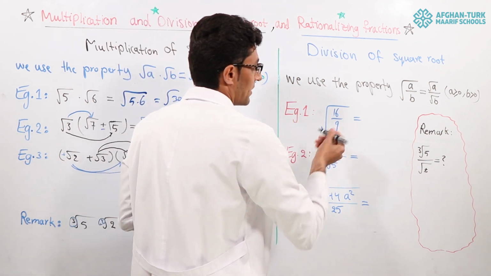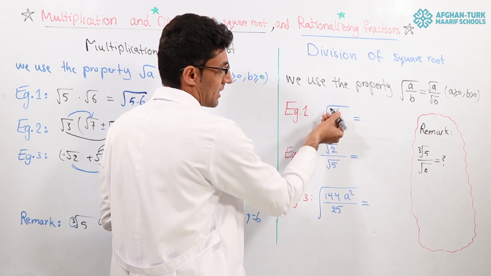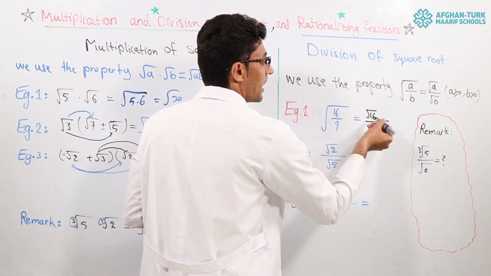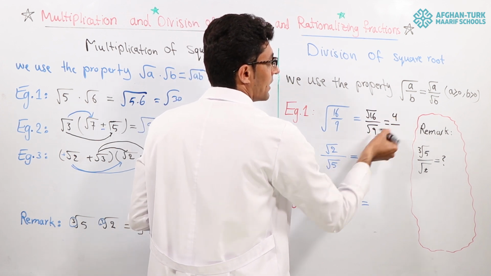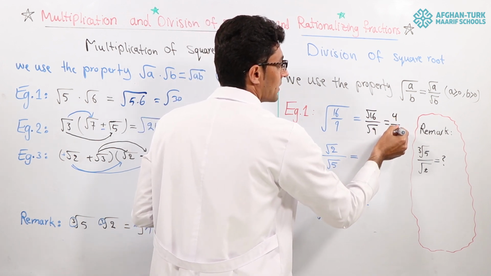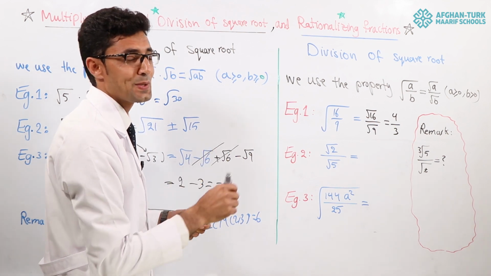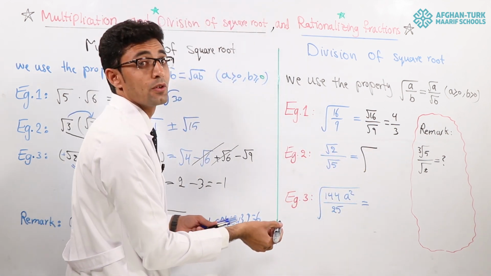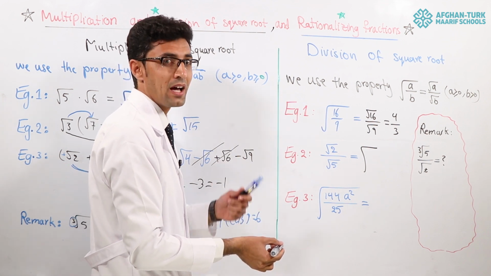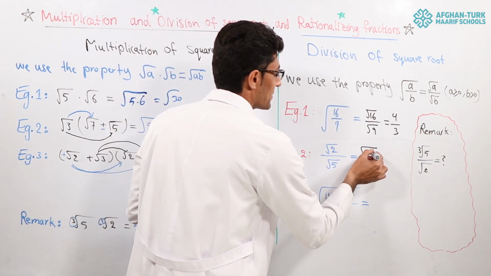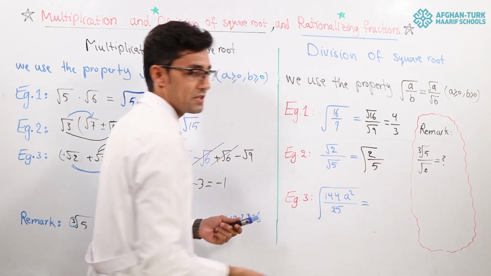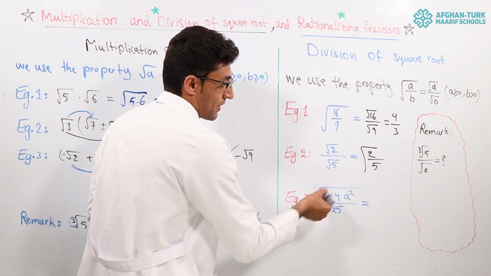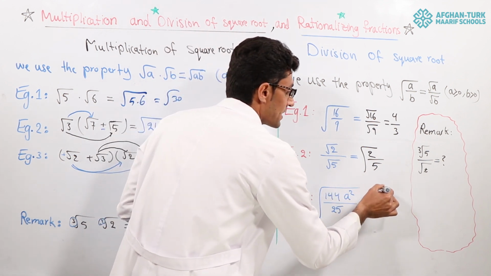At first, this example. I can write separate. Square root of 16 divided by square root of 9. How much is the square root of 16? 4. How much is the square root of 9? 3. Excellent. Let's do the next. Okay? If they are separate, we can write under 1 square root. It means 2 divided by 5. Finish. Okay? And here, okay, we have a lot, but we can write separate.